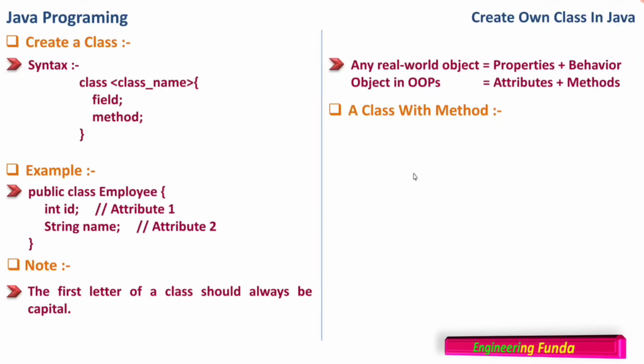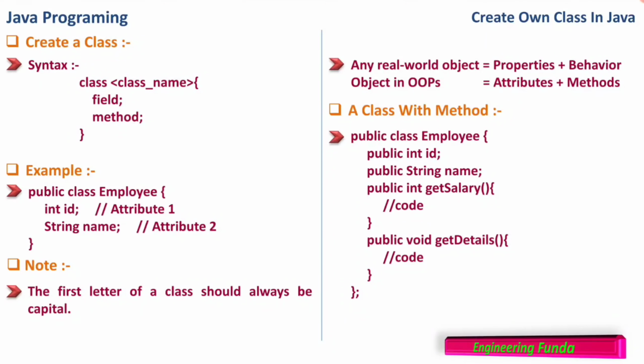A class with a method. So here we have seen a class which has only fields or attributes. Now we have a class which will have methods. Look at this, public class Employee. Then you have this public int ID. Here this variable ID is an integer, and there is no access modifier, but here it is public. That means you can access these variables outside the class very happily because they are declared as public. Then you have string name which is also public.